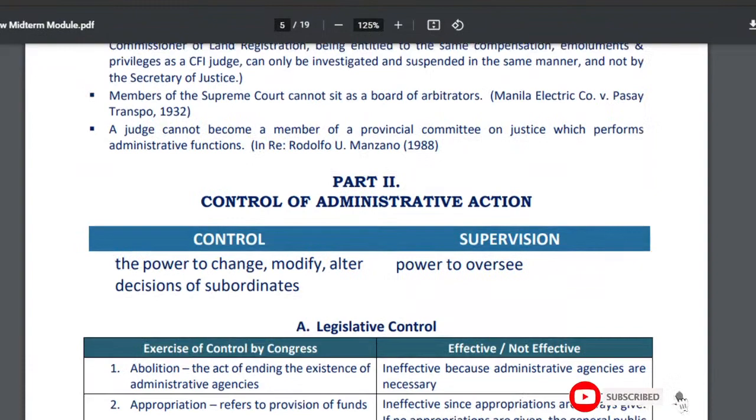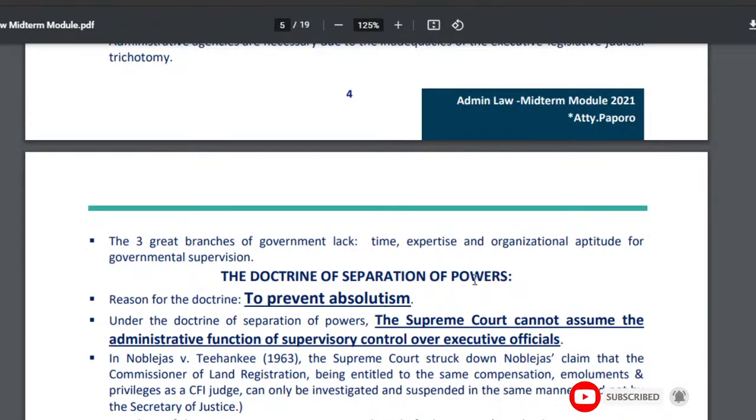Now we go to the doctrine, separation of powers, no? So the reason for the doctrine is kani siya highlighted to prevent absolutism. Dili pwede nga para ra gyud ni siya dinhi sa executive branch. This is only for the legislative branch. This is only for the judiciary. Okay? So ang nay mga offices po, there's this doctrine of separation of powers because the Supreme Court, for example, cannot assume the administrative function of supervisory control over executive officials.